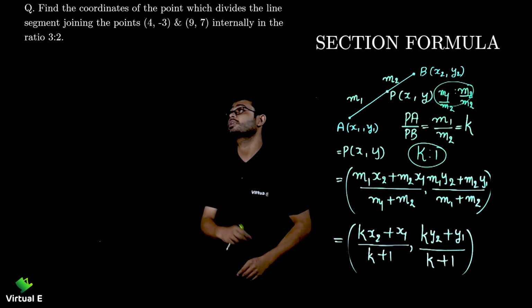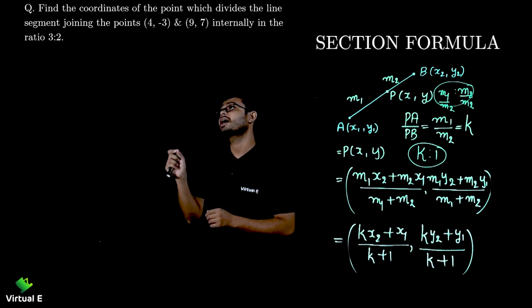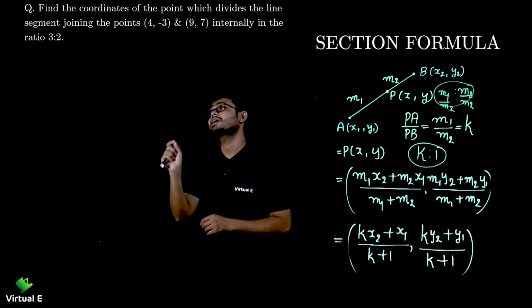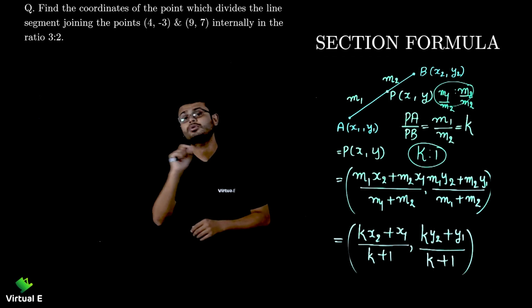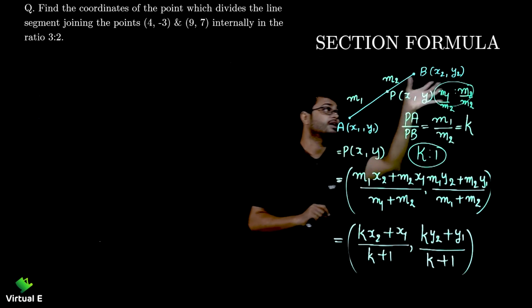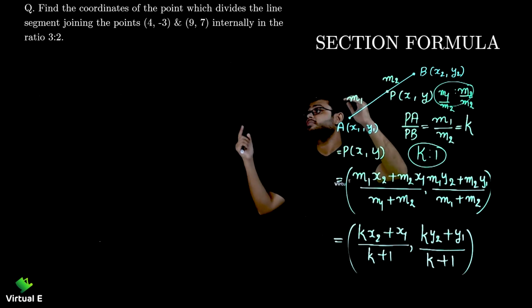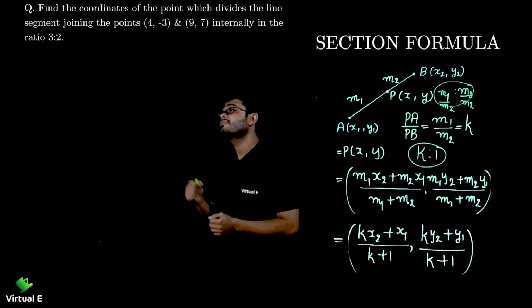So here's the question. Find the coordinates of the point which divides the line joining the points (4, -3) and (9, 7) internally in the ratio 3/2. Okay, so 2 points are given and the ratio is also given, which is 3/2, and we need to find this point. Now it is given internally.